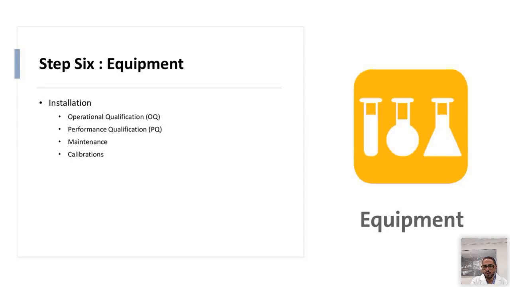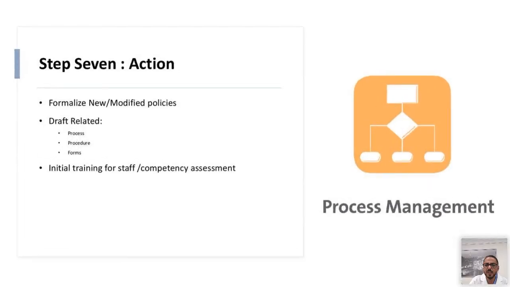Then you would do the installation of the equipment. Basically, as we all know, two important steps to consider when you install the equipment are the operation qualification and the performance qualification. Define your maintenance and do the calibration schedule as required. And step 7 is to do the processes.